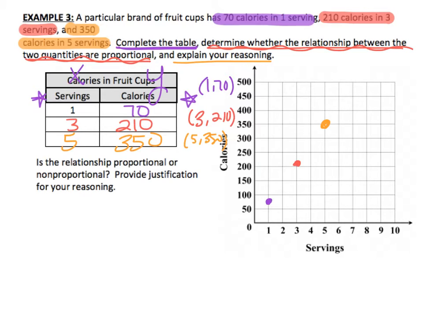Now if we draw a line connecting these 3 points, our line when we draw it in is going to go like that. Now looking at this graph, can we tell if these quantities are proportional? We have a straight line that goes through the origin. So technically we should say yes, it's proportional.